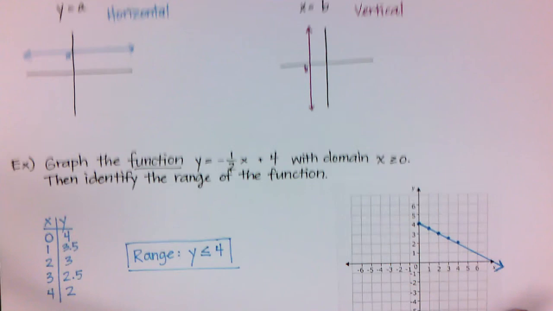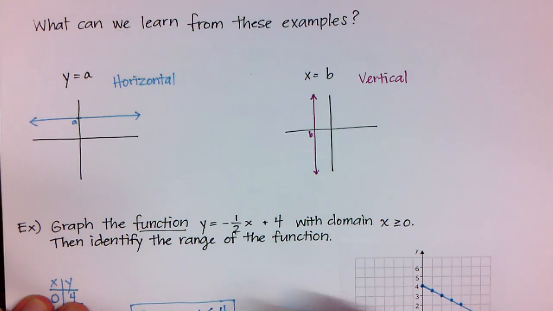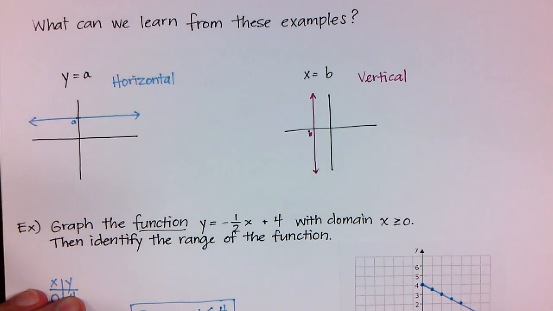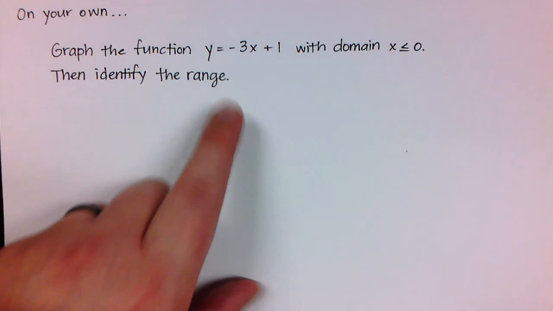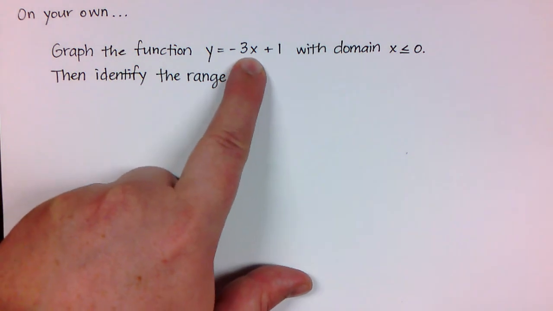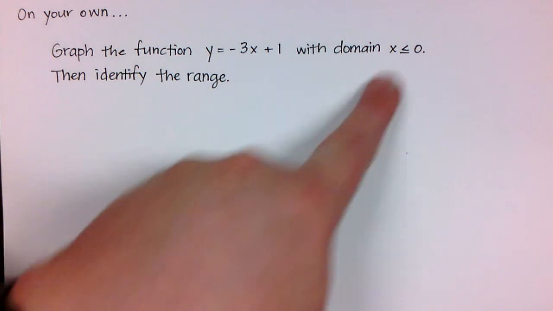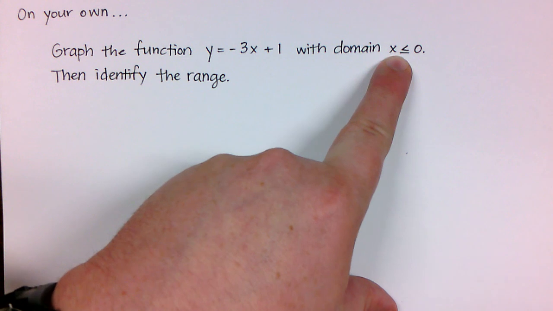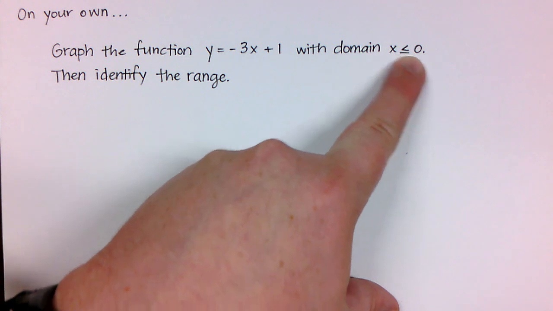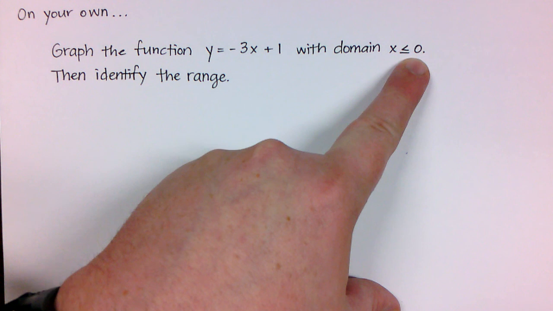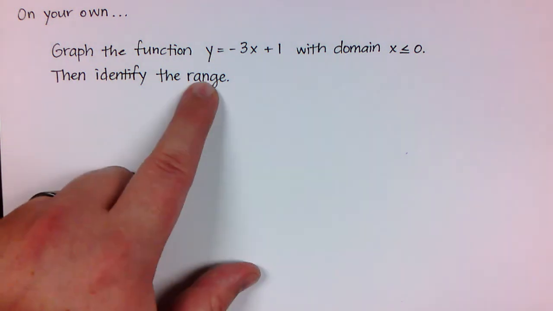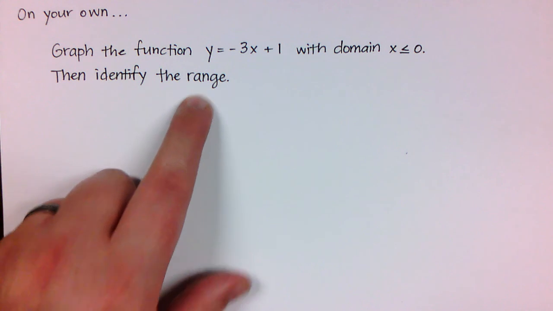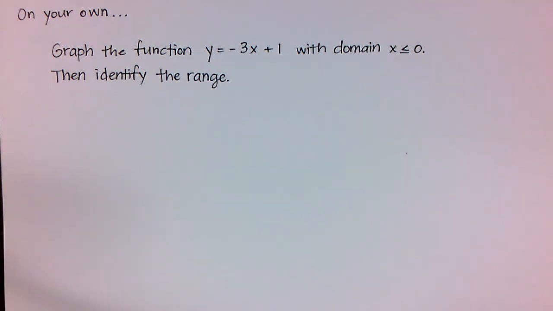Okay, so I have one problem for you at the very end. I want you to try this one on your own. There we go. Graph the function y is equal to -3x plus 1. This time the domain is all numbers x that are less than or equal to 0. So choose your specific x values, plug them in, graph your function, and then at the end identify the very specific range. And come to class with any questions you might have.